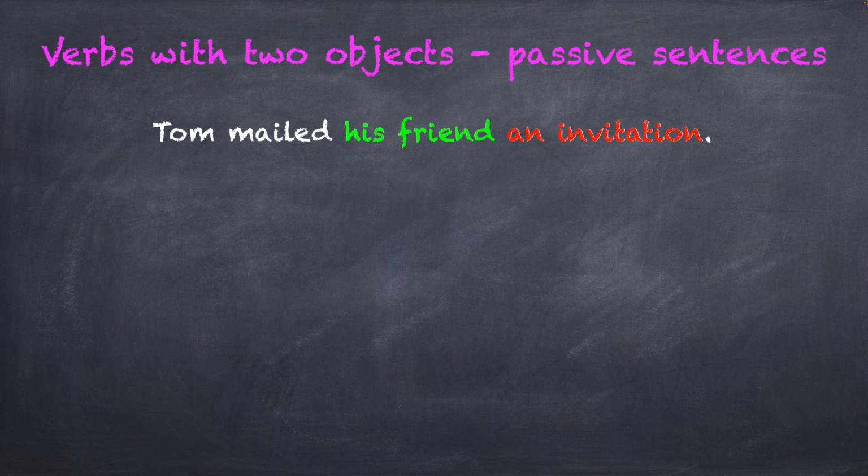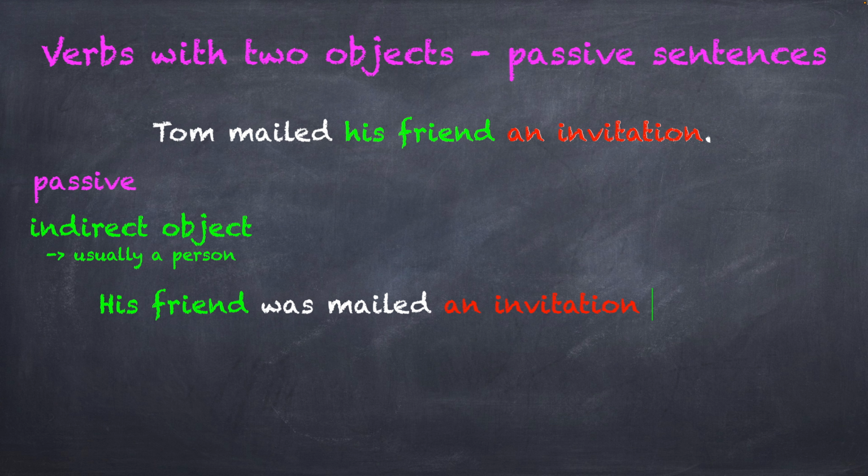So when we make a passive sentence, we can start it with the indirect object, and then we get a sentence like, his friend was mailed an invitation by Tom. When you put a sentence from active to passive, you have to use the object as the new subject. That's what we did with his friend. And the subject of the active sentence is the by agent in the passive sentence. So Tom is by Tom in the passive.